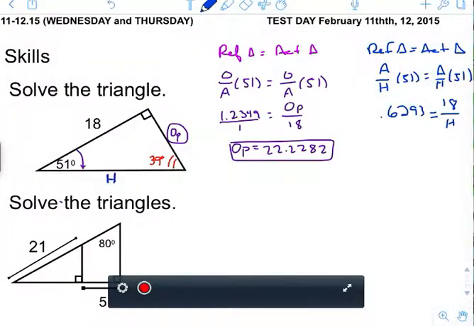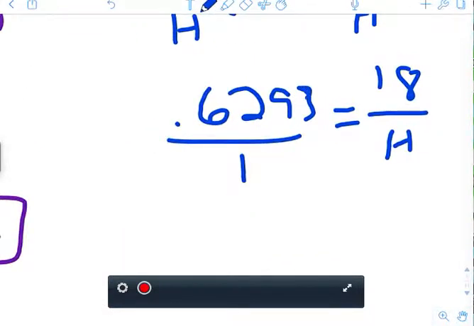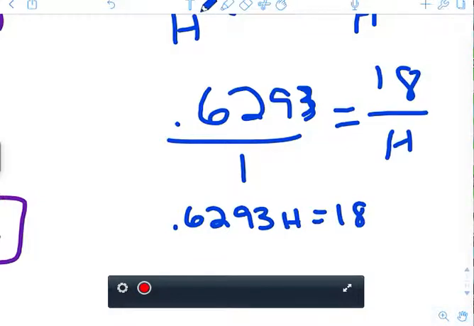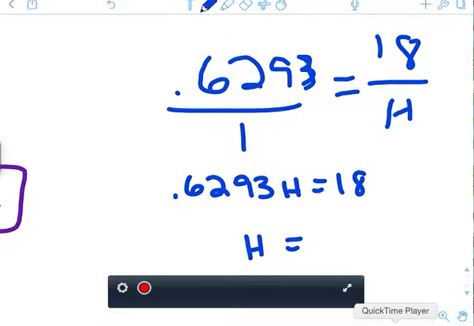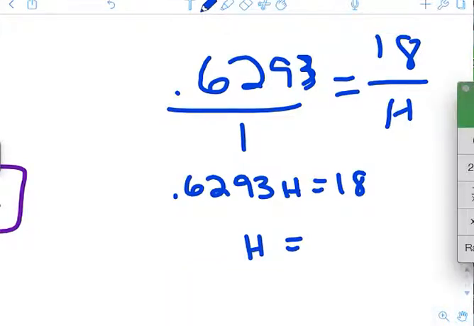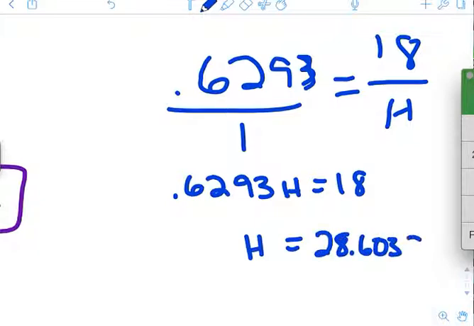All right, so now again back to the algebra solving steps. I'm going to go ahead and use cross multiplying to accomplish this. So 0.6293 times H is equal to 18. So I'll divide both sides by 0.6293, and that should give me my solution. All right, put in my calculator. So 18 divided by 0.6293 gives my hypotenuse value to be 28.6032.